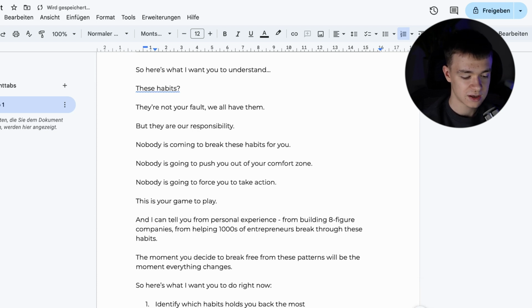And then we say, take one specific action today. Again, giving them the call to action to start today, and then making it clear by saying, for example, something like, not tomorrow, not in a week, but today.